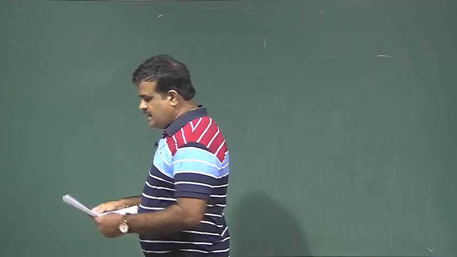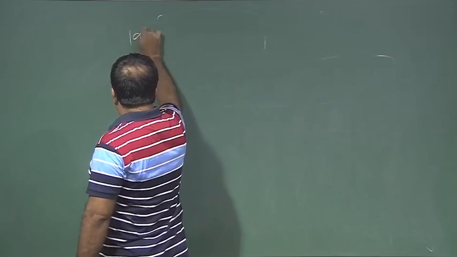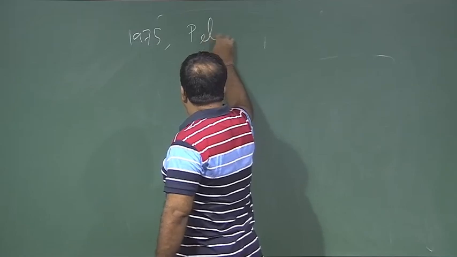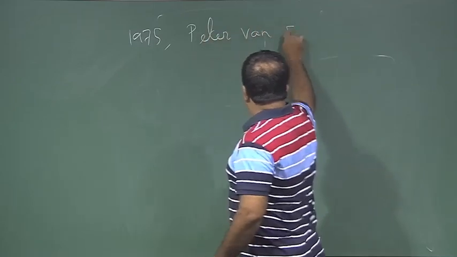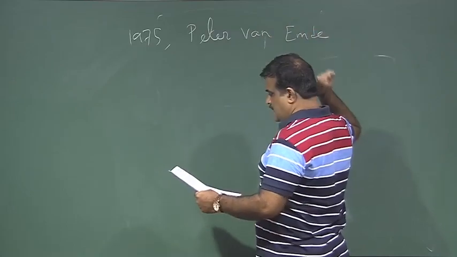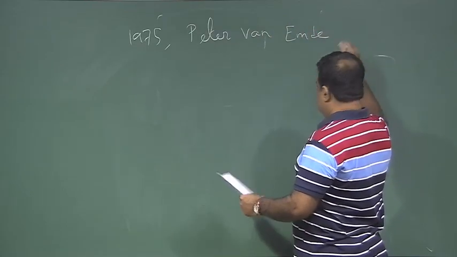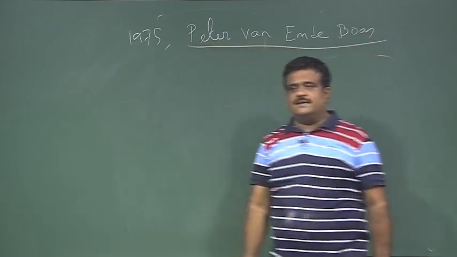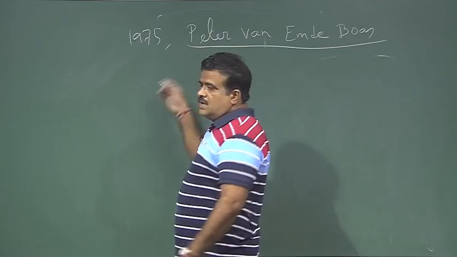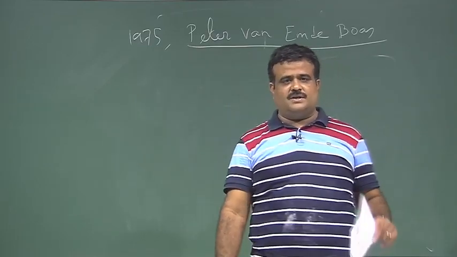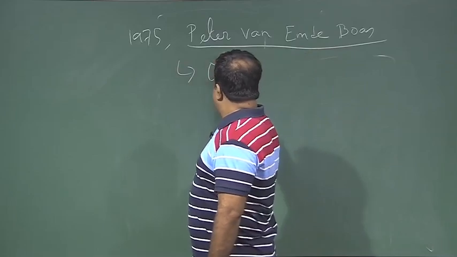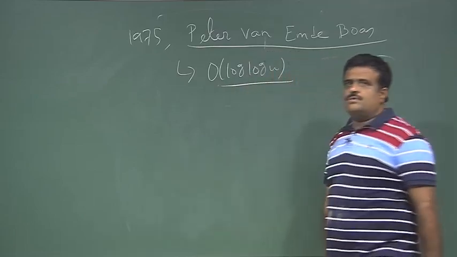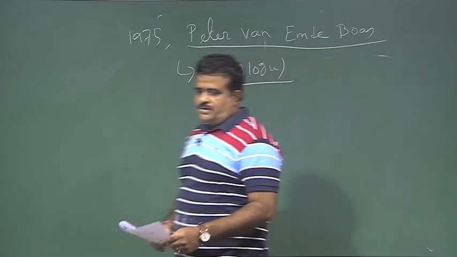In 1997 this data structure was invented by Peter van Emde Boas. He solved this problem and he suggested a data structure which basically gives the successor query or the insertion in time order of log u. Okay. So, we have to get that data structure. So, we have to build that data structure.